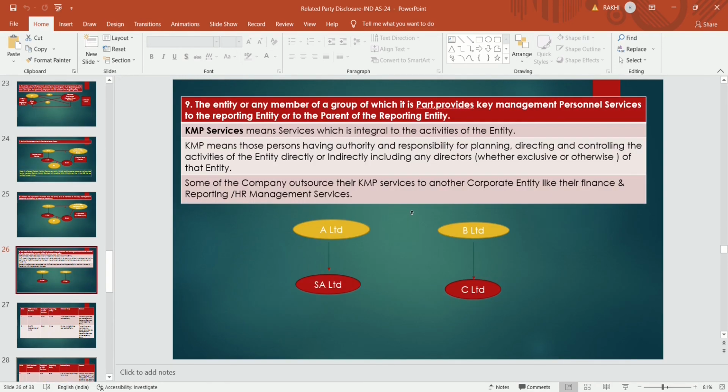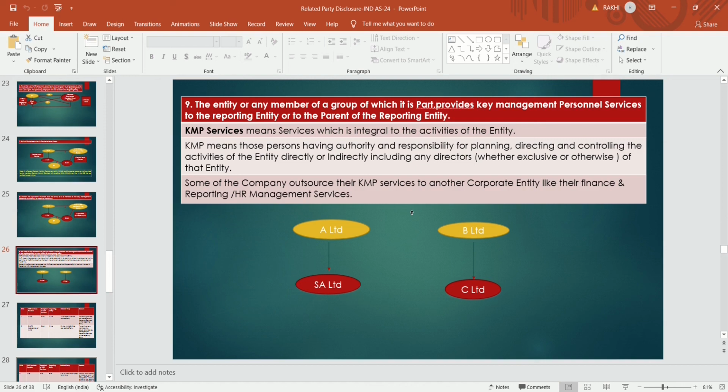Now, if the entity or any member of the group of which it is a part provides KMP personnel services to the reporting entity or the parent of the reporting entity, then they are related to each other. KMP services means the services which are the integral activities of the entity, an important part of the activity. KMP are those persons who have the authority and responsibility for planning, directing and controlling the activities of the entity, whether directly or indirectly, including any directors of that entity.